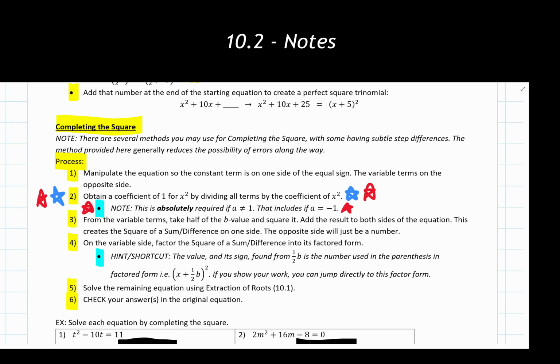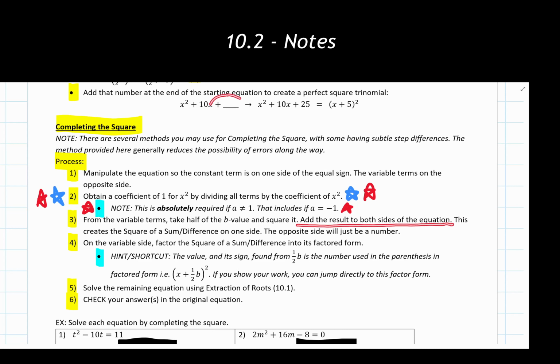So once we've done that, step 3 says, from the variable terms, we're going to take half of the b value and square it. So that's the similar stuff that we did up top here. We are going to add the result to both sides of the equation. This creates a square of a sum, or square of a difference, on one side, and the opposite side will just be a number. So this right here is where we deviate from the process that we learned up above.